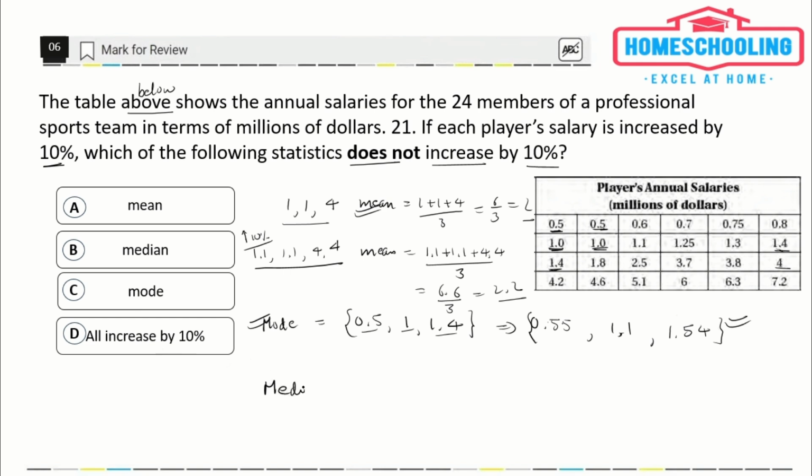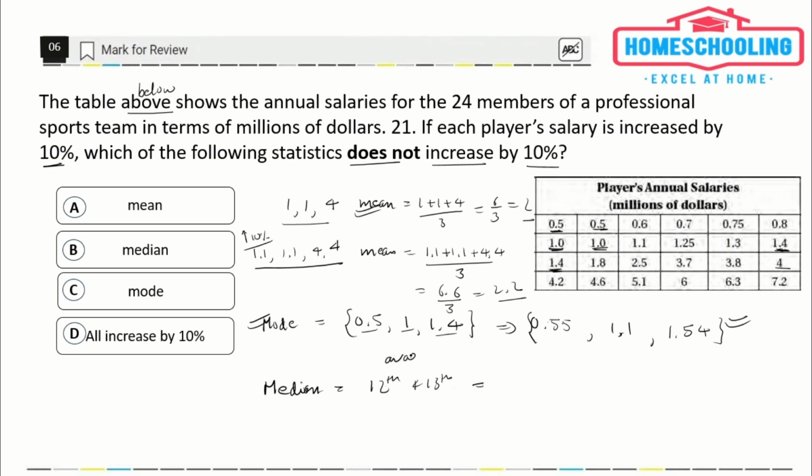Now we have to find the median. In median, how many data do we have? We have a total of 24 data here. So what is going to be the median? Median is going to be the middle number. That is, in 24, the middle number would be the 12th and 13th number. So if we start from 1, 2, 3, 4, 5, 6, this is the 12th number, that is 1.4, and the 13th number is also 1.4.